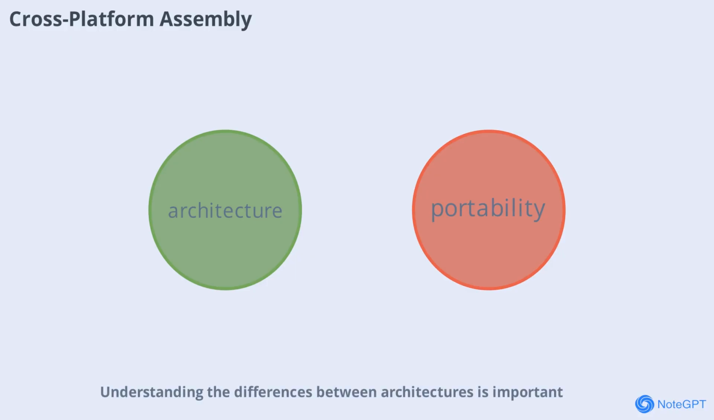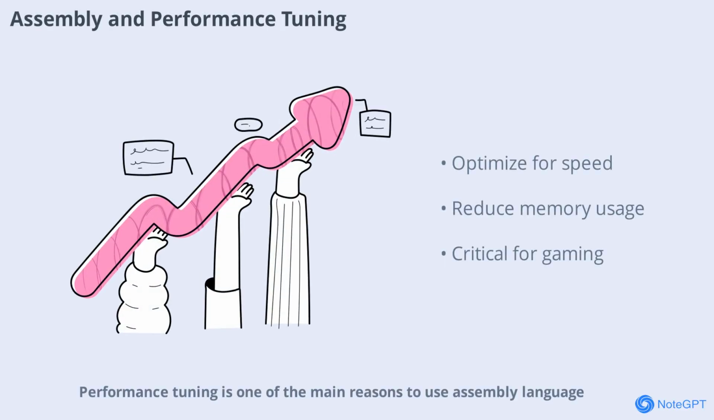Understanding the differences between architectures is important for writing portable and efficient assembly programs. Performance tuning is one of the main reasons to use assembly language. By writing critical sections of code in assembly, programmers can optimize for speed, memory usage, and power consumption. This is especially important in applications where every millisecond counts, such as gaming, scientific computing, and mobile devices.